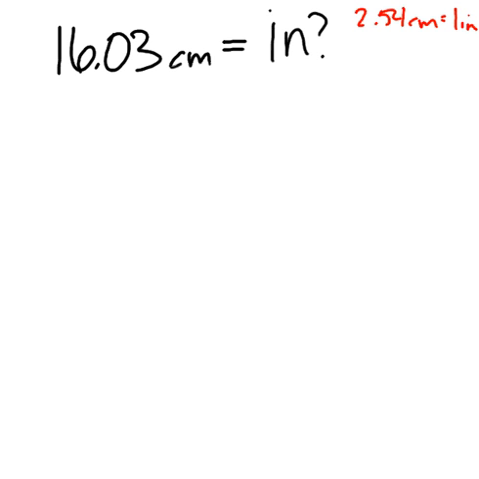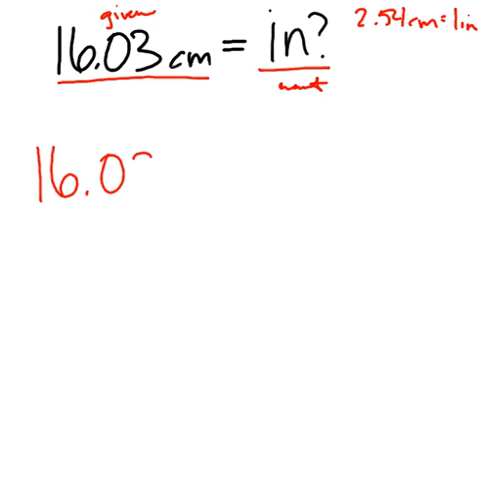First thing I'm going to do is take what's given. This is given. This is what I want. So I'm going to take what I'm given, 16.03 centimeters, and put it over 1. Take what you're given, put it over 1. Then I'm going to put my conversion factor in there. What's going to determine if I have centimeters on top or inches on top is the fact that I want to cancel out my centimeters, which is in the numerator. In order to cancel it out, I need it on the bottom. So I'm going to put centimeters on the bottom, and inches on top.